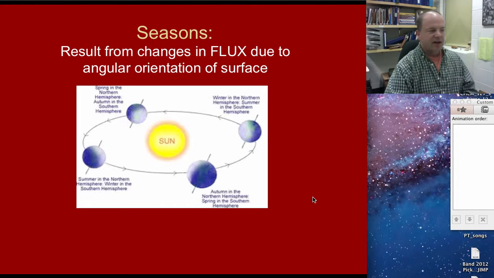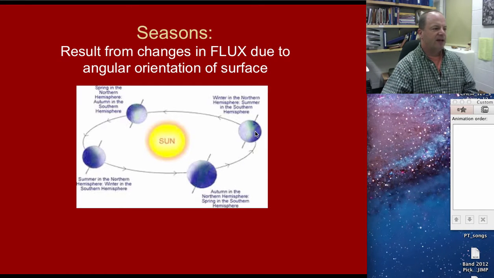But before I do that, I just want to make sure that we understand seasons, because if we understand how the seasons work and how a change in the sun's angular orientation affects the amount of radiation that reaches the surface, then you'll be able to buy into this idea of these Milankovitch cycles a little bit better.